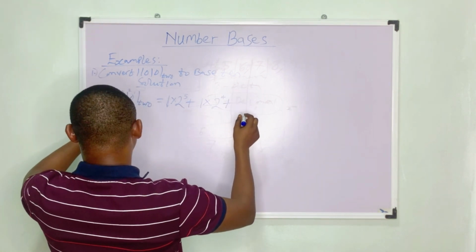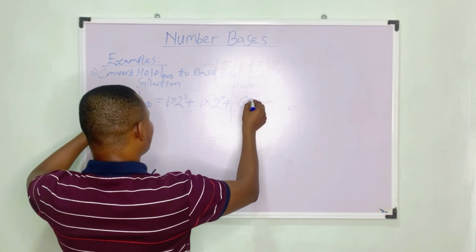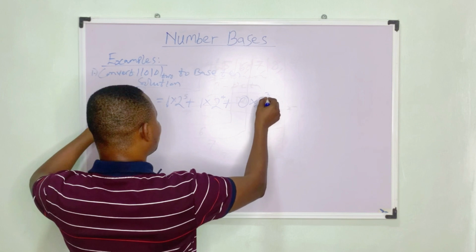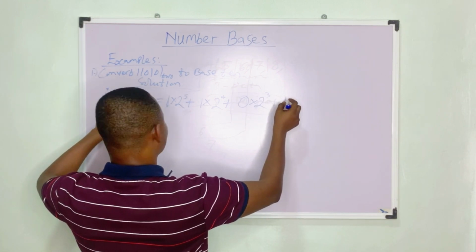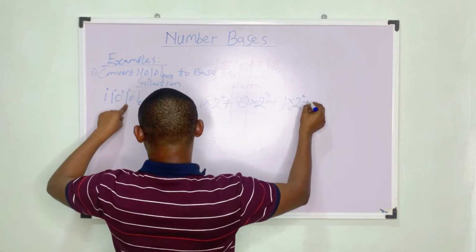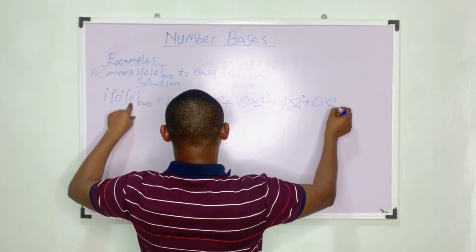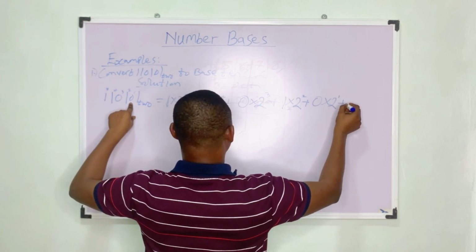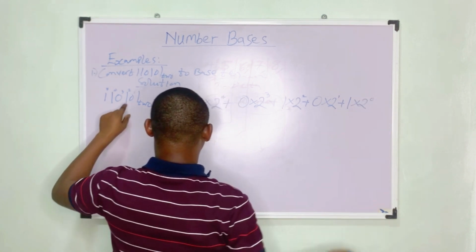Plus, the next number here is 0, multiply by 2 and raise to the power of 3. Then plus, the next number is 1, multiply by 2 and raise to the power of 2. Plus, followed by 0, multiply by 2 and raise to the power of 1. Then plus 1 multiply by 2 and raise to the power of 0.